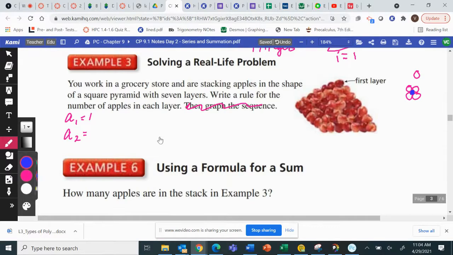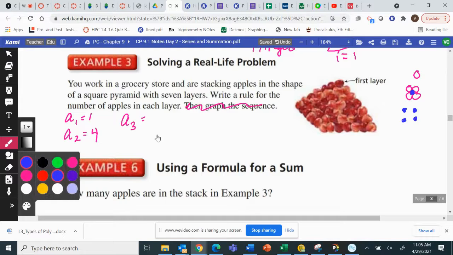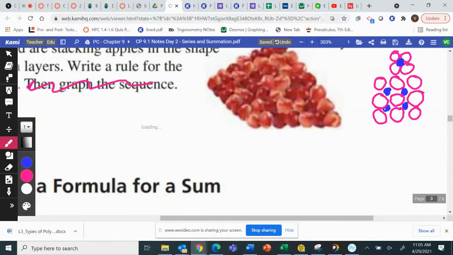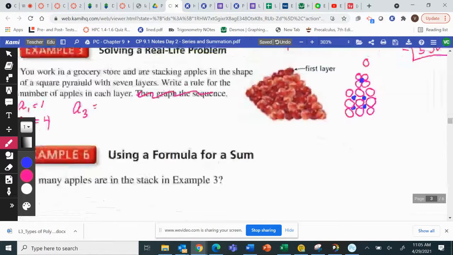Okay. My third layer. I need 4 holes for the second layer apples to sit. I need a hole, I need a hole, I need a hole, and I need a hole. Oops, I'm making my holes in blue. And then I need the apples to support those. So I need an apple here, here, here, and here. So my third layer, how many apples do I have? I have 9. Do we sense a pattern?